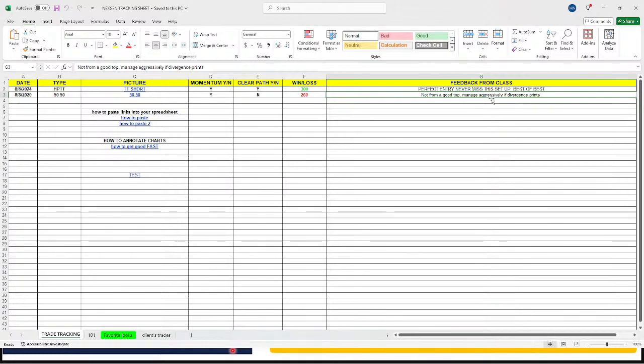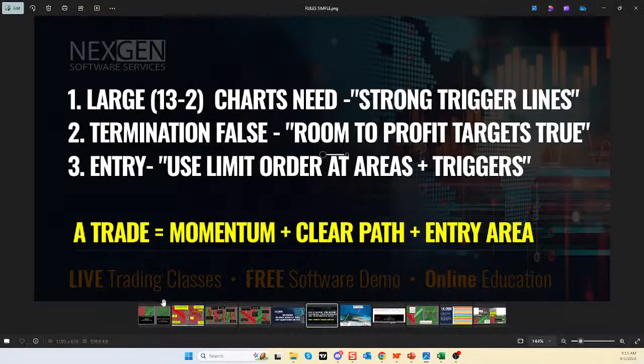Every time you post in the room, I'm going to look at your chart. I'm going to talk about your chart. I'm going to go back to those 3 rules, and I'm going to make sure that your chart read is accurate. And this is one of the things that I'm going to share with you real quick.